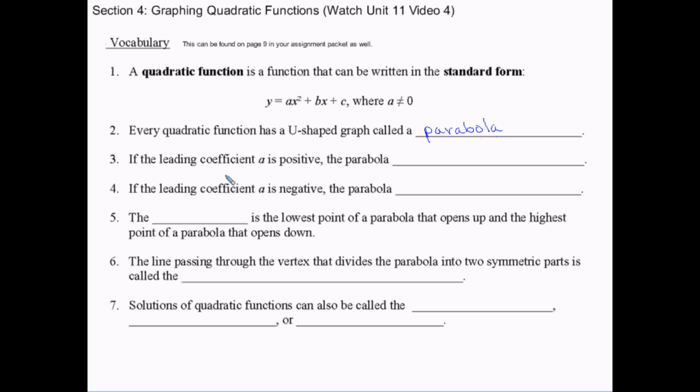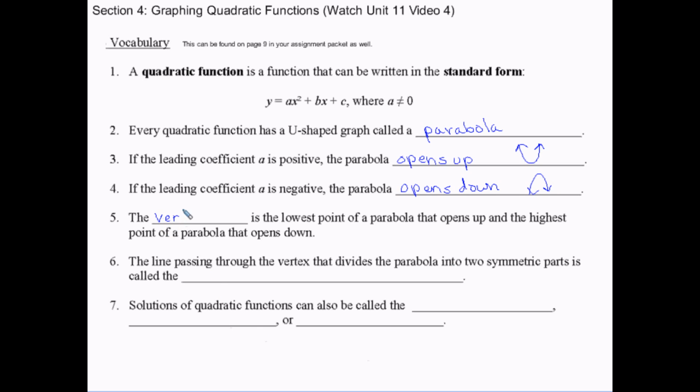If a is positive, the parabola opens up, so it looks like a regular U. If a is negative, the parabola opens down, so an upside down U.